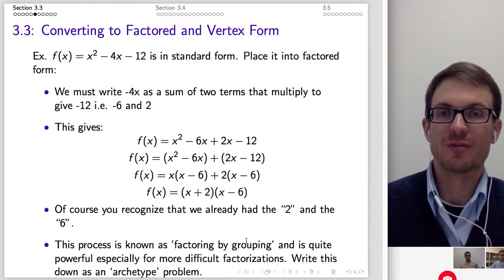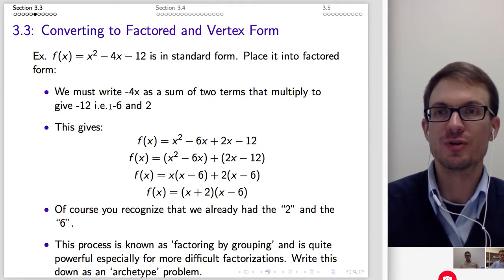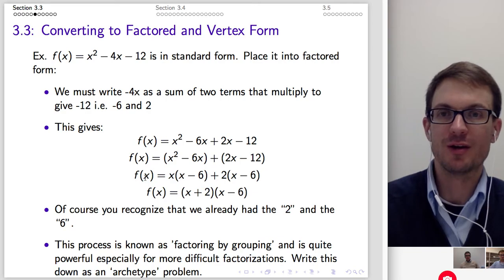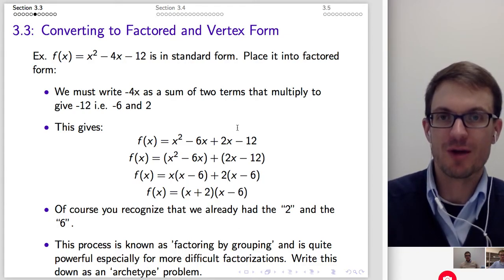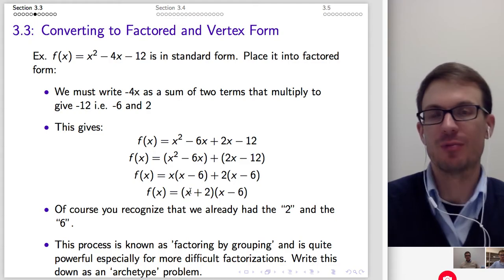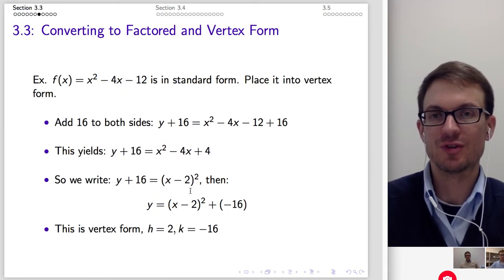All right, so this is factoring by grouping. It's quite powerful, especially for difficult factorizations. That's what I was saying before. Super useful if this is not 1. So this is an easy one. You probably don't need to do factoring by grouping here, but I think seeing this is helpful because it's sort of an archetype problem. It shows us the method that we can now apply in more complicated situations.